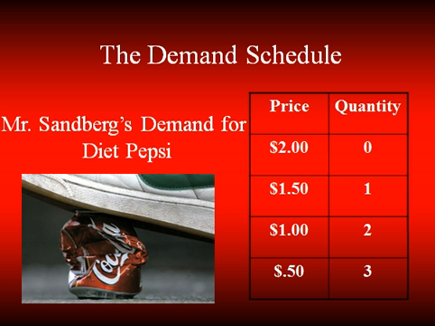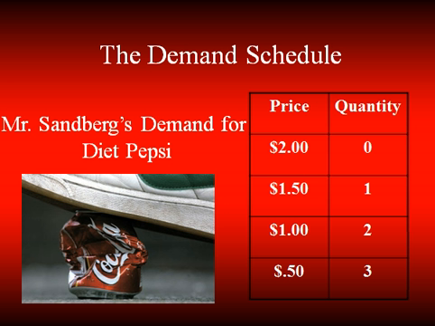So my demand for Diet Pepsi. I know it's a Coke can there that I'm smashing, because I don't like Coke, I like Diet Pepsi better. The price of a can of Diet Pepsi is $2. I think it's too expensive, so I'm not going to buy any. That's my demand schedule. That's too high, so I'm not going to demand it.